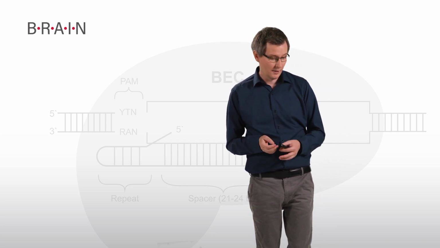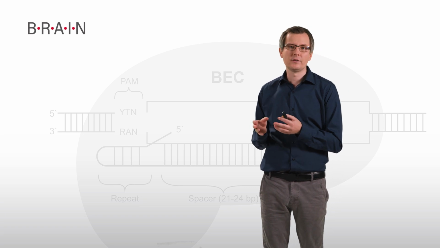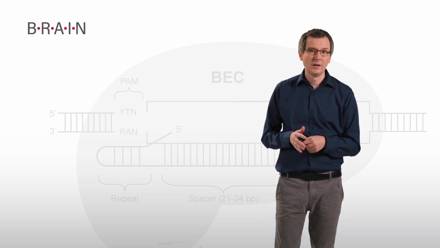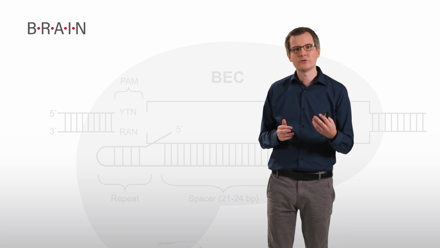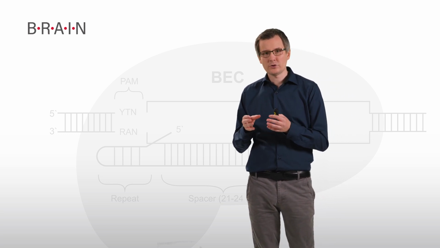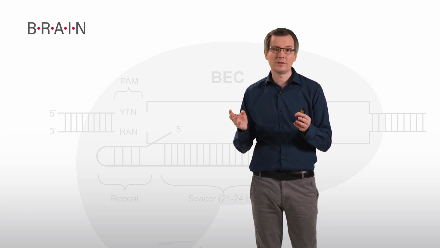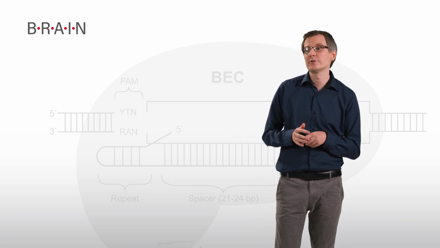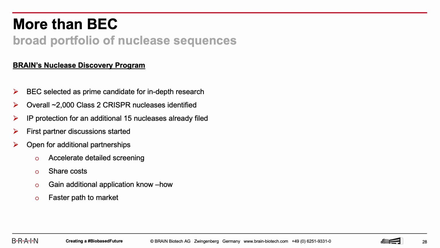But we also have more. So even though BEC is our main focus at the moment and it's the prime candidate that we are working on, we have found a lot more sequences in our metagenomics treasure box, because there's not just one sequence inside. There are hundreds of millions of sequences inside, and we were able, by bioinformatics, to identify already around 2,000 class 2 CRISPR nucleases. We were not able to screen them properly yet, but we will do so in the future. And we have already selected 15 candidates out of these sequences that could have a huge potential for BRAIN, and have already submitted an IP application to protect the sequences, and are currently developing and testing their activity.